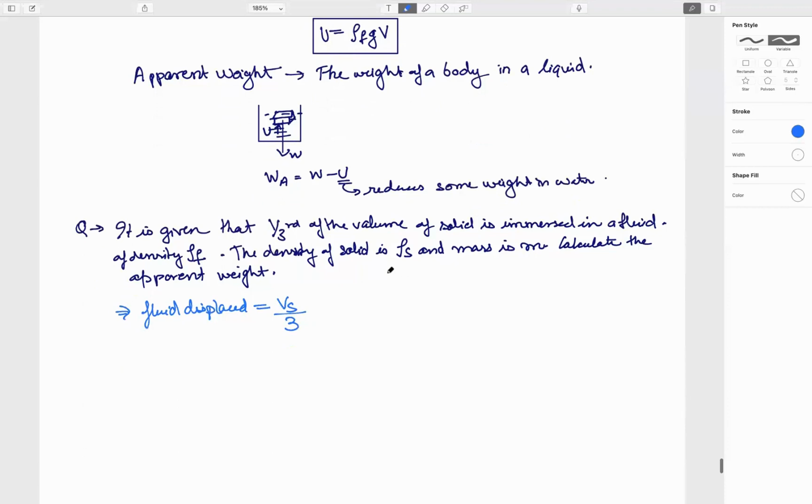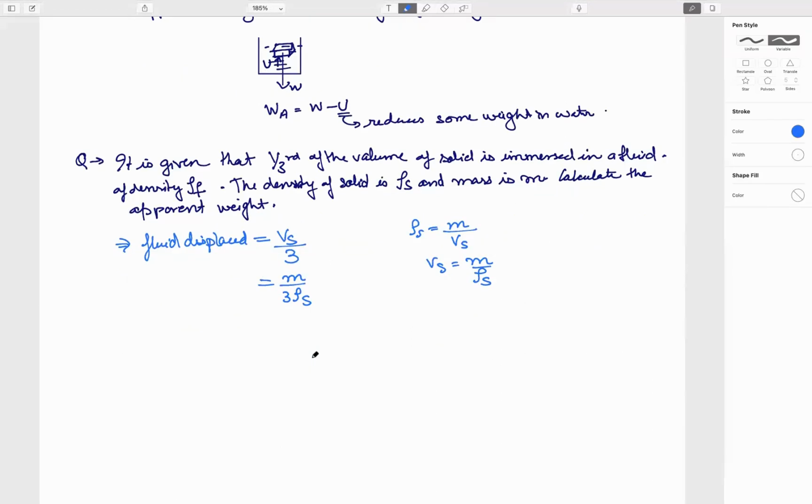We can calculate the volume of the solid. The mass is m, and density is mass upon volume, so Vs is m by rho s. So the fluid displaced is m by 3 rho s. Now we need to calculate the apparent weight.